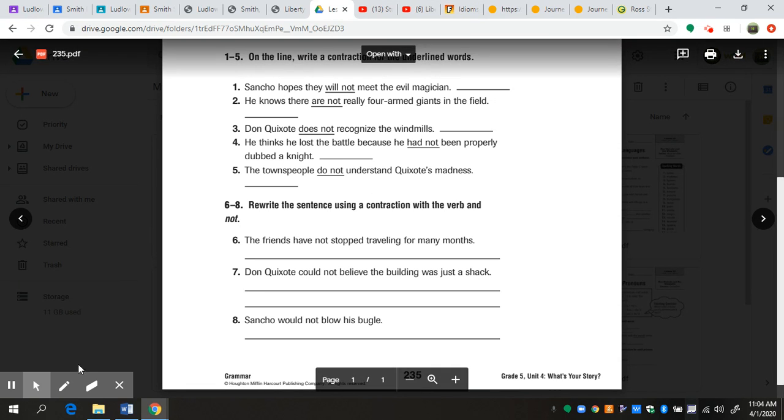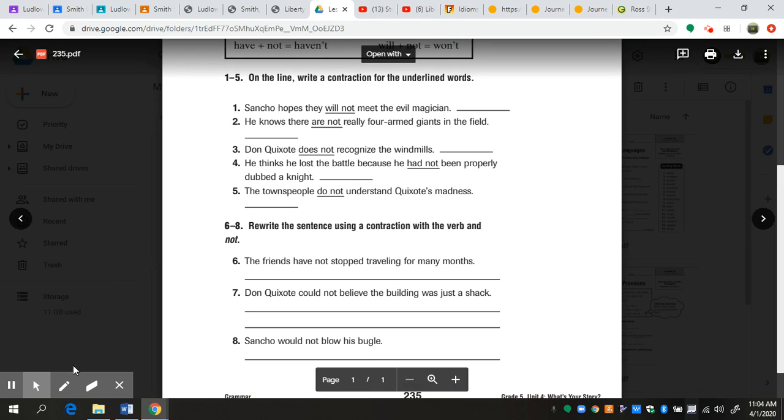So for 1 through 5 on the line, we need to write a contraction for the underlined words. So let's take a look. Number 1, Sancho hopes they will not meet the evil magician. Well, like I already said, willn't is not a contraction. So we are going to turn this into won't. So all you have to do is write won't on the line.